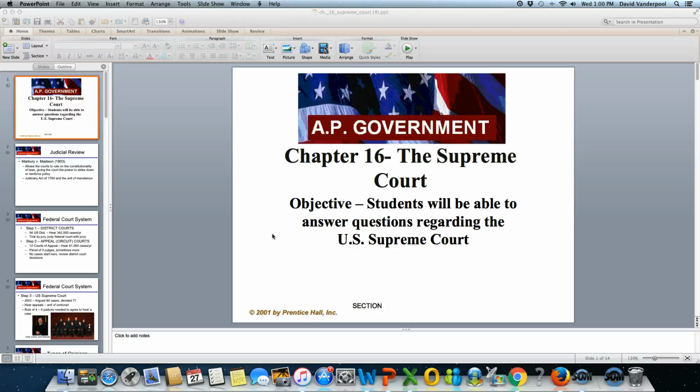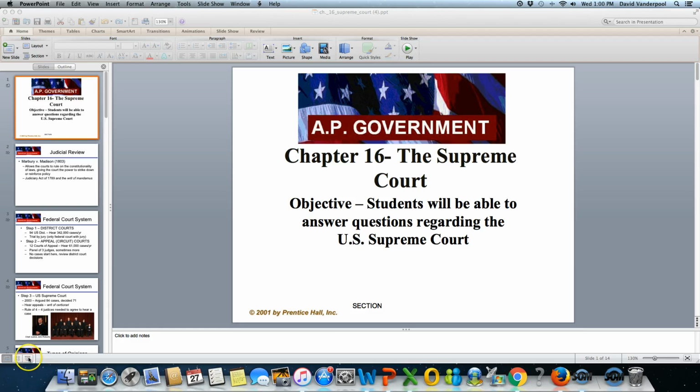Vanderpool. Today we're going to be talking about the federal court system, including the lower courts like the district courts and the appeals courts, the appellate courts, and all the way up to the U.S. Supreme Court. It is the job of these courts to interpret the law.